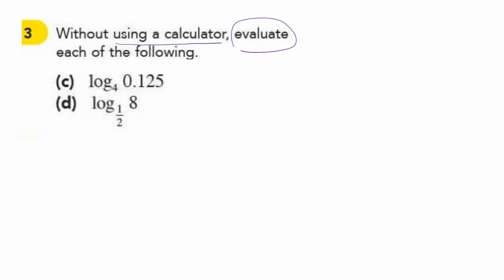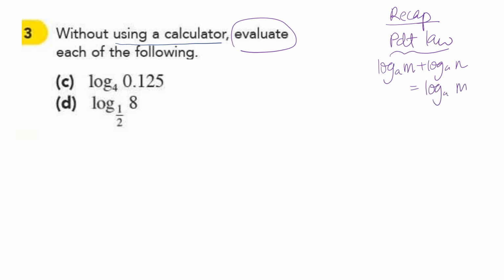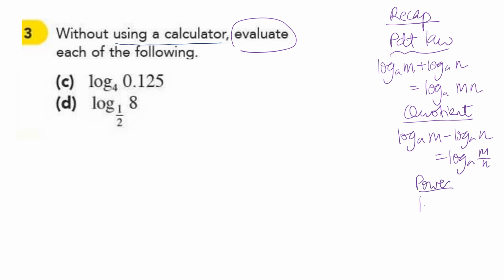Okay, let's look at 3C. So, before we do 3C, let's recap all the rules that we have learned. So we have learned product law. Basically, product law means if you have log base A of M plus log base A of N, this one can be combined into log base A of MN. And then we learn quotient law. So quotient law is if you have log base A of M minus log base A of N, this can be combined into log base A of M over N.